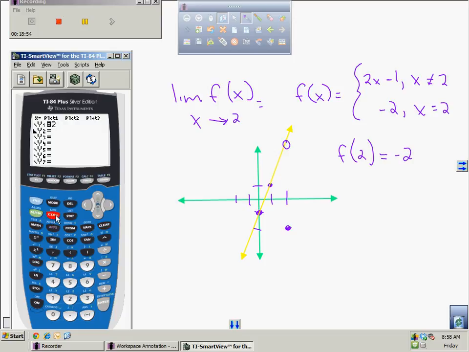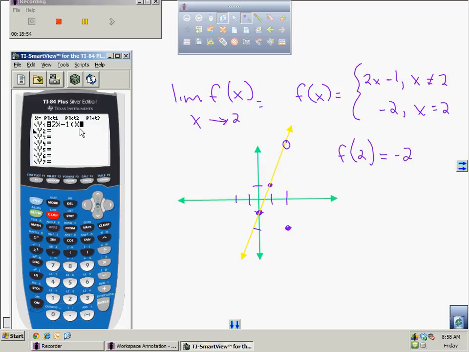2x minus 1 for x is not equal to 2. So if you get your parentheses and you go x, and then remember when you did the restrictions with your... I don't think in this case. Okay? And we'll see if it comes out messed up or not.